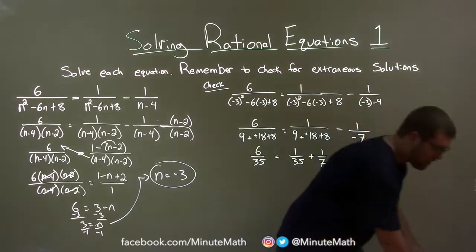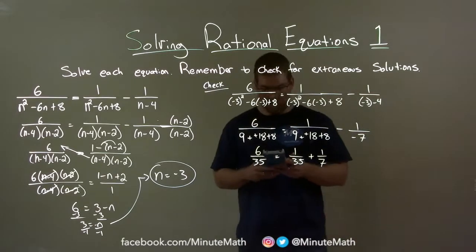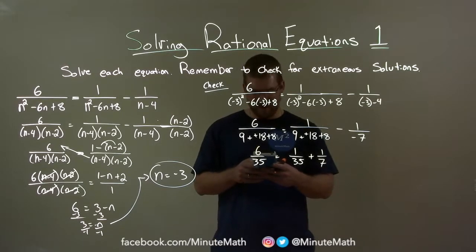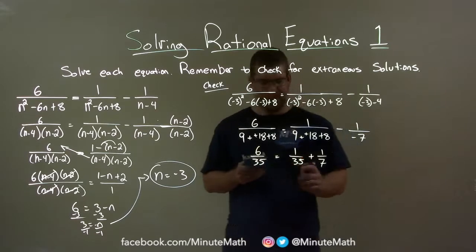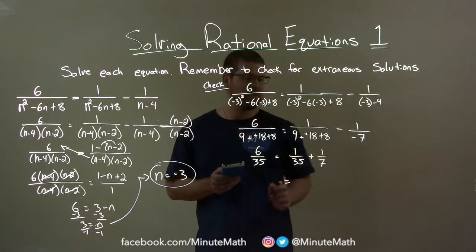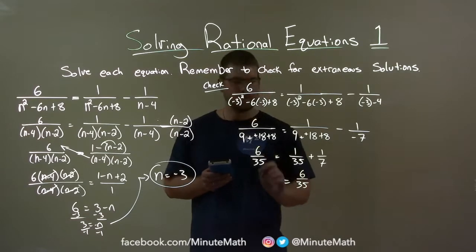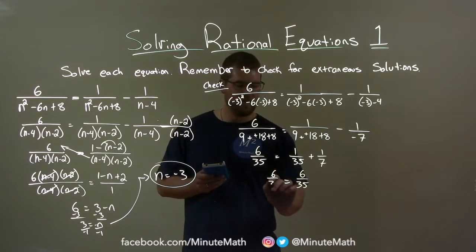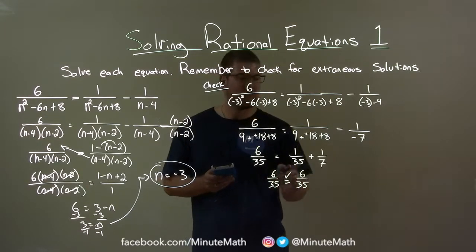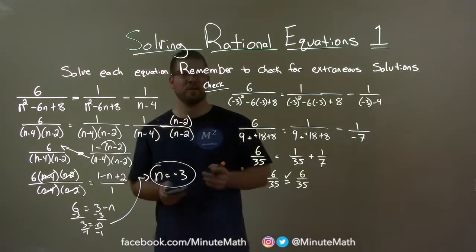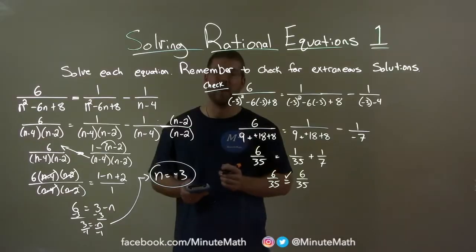Now, I don't feel like going into adding fractions. Let's use our calculator really quickly here. 1 over 35. I can't believe I'm using my calculator, but it's okay. I've already committed. And we have on the right hand side, 1 over 35 plus 1 over 7 is 6 over 35, which is equal to the left hand side, 6 over 35. The left and right hand side are both equal, meaning that N equals negative 3 is my final answer.